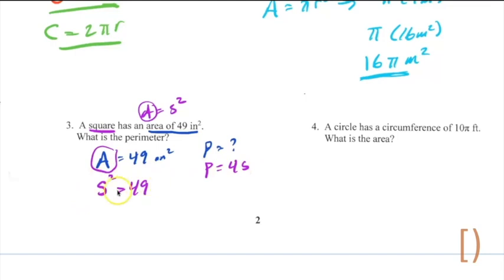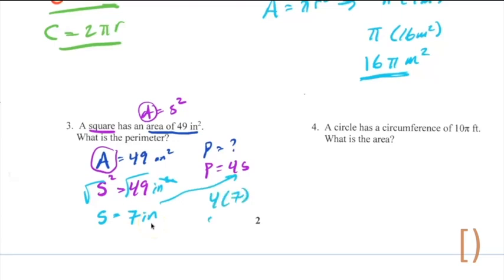All we have to do here is get rid of the square. So we're going to square root both sides. s is going to equal 7 inches. When you square root both sides, you square root the square here. 49 becomes 7. The square goes away. You just have 7 inches. Substitute it in. 4 times 7. It's going to be 28 inches. That's my perimeter.